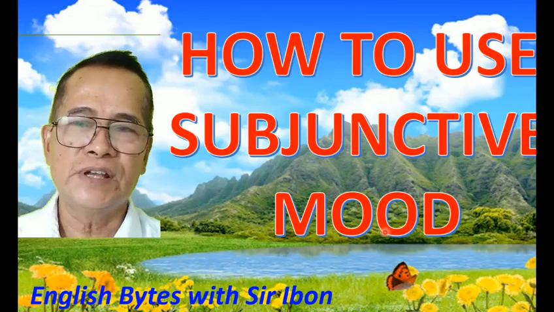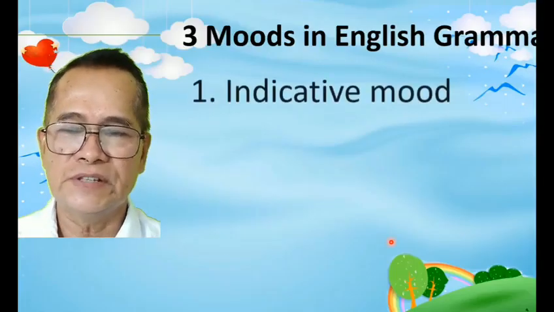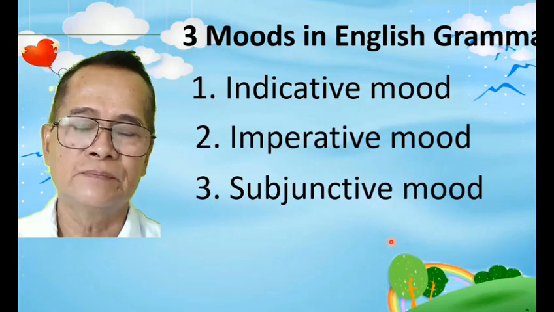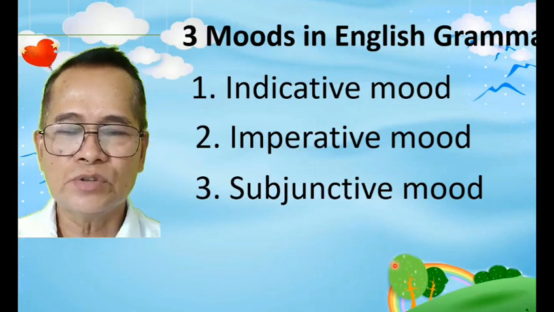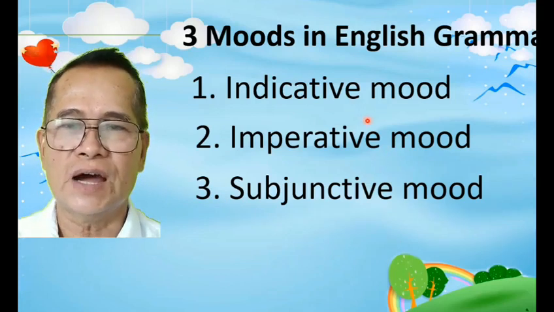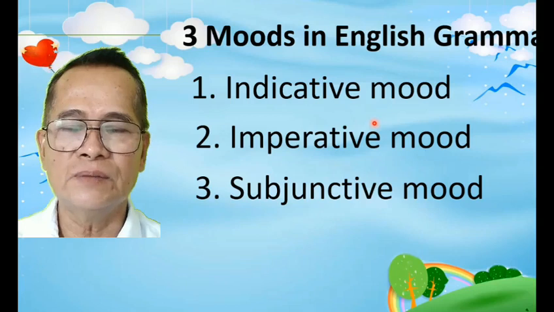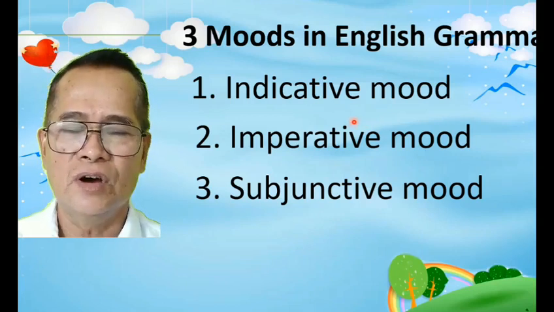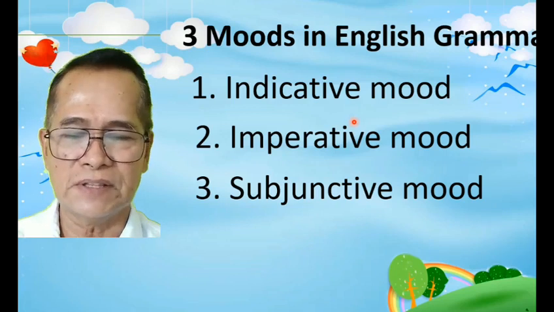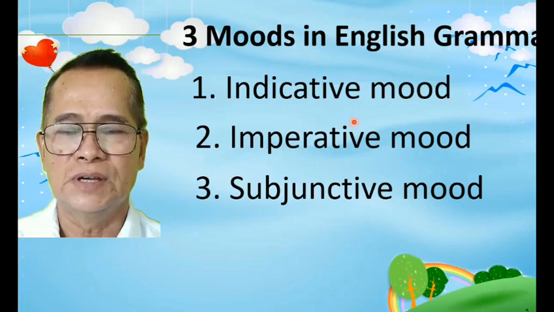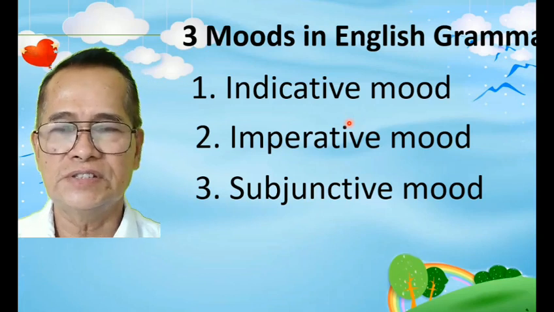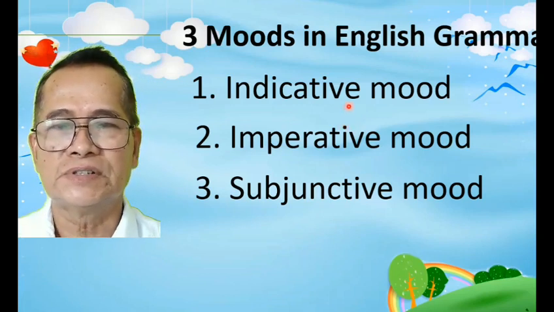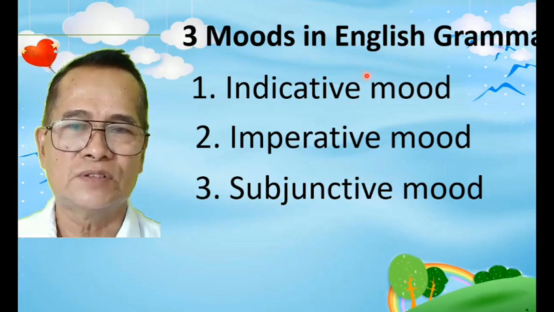There are three moods in English grammar. One of these is indicative mood, imperative mood, and the other one is subjunctive mood. Now, the first two moods are the ordinary moods that are used every day in everyday conversation or in ordinary writings. But this one, the third one, subjunctive mood, is different. It is seldom used, but when the opportunity comes, it is usually somewhat confusing.